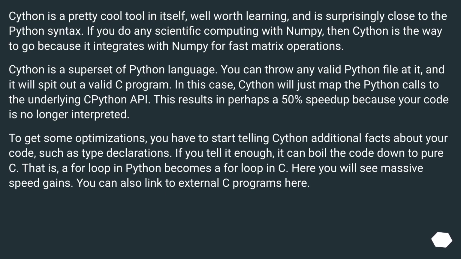To get some optimizations, you have to start telling Cython additional facts about your code, such as type declarations. If you tell it enough, it can boil the code down to pure C, that is, a for loop in Python becomes a for loop in C. Here you will see massive speed gains. You can also link to external C programs here.